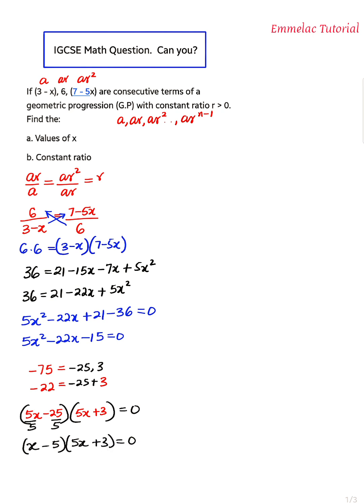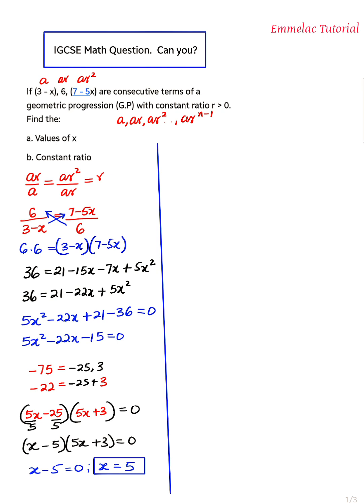Okay, let's take the first case here, which is x minus 5 equals 0. This becomes x minus 5 equals 0. And when we add 5 to both sides, x becomes 5. Now this is the first value of x. So let us solve for the second value of x.